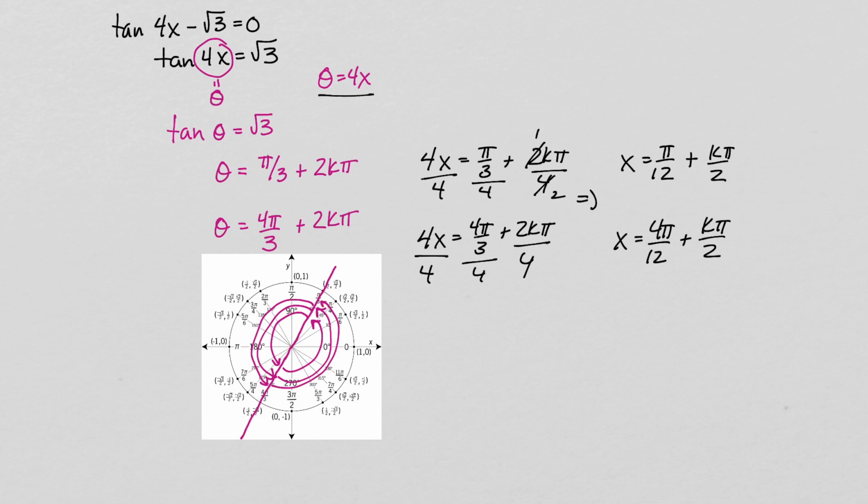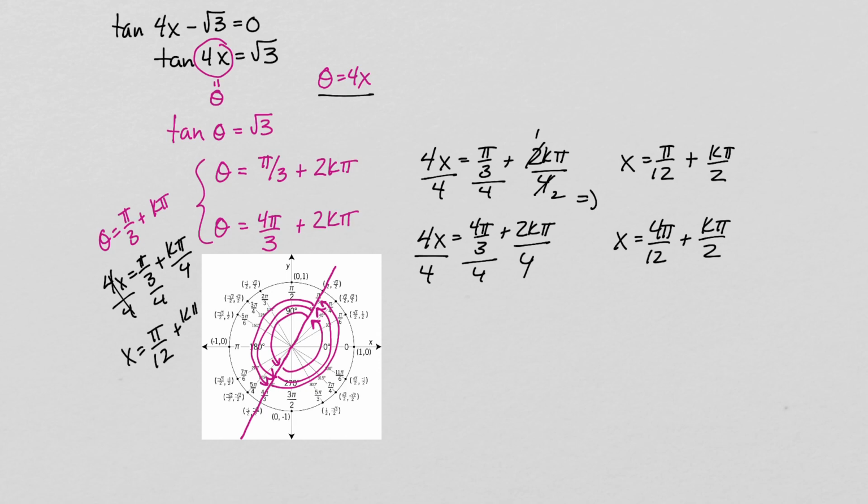So Alex, rather than write these two, would have written this as theta is equal to pi over 3 plus k pi. And then you would have 4x equals pi over 3 plus k pi. So they would have divided everything by 4, and so they would have said x is just equal to pi over 12 plus k pi over 4.